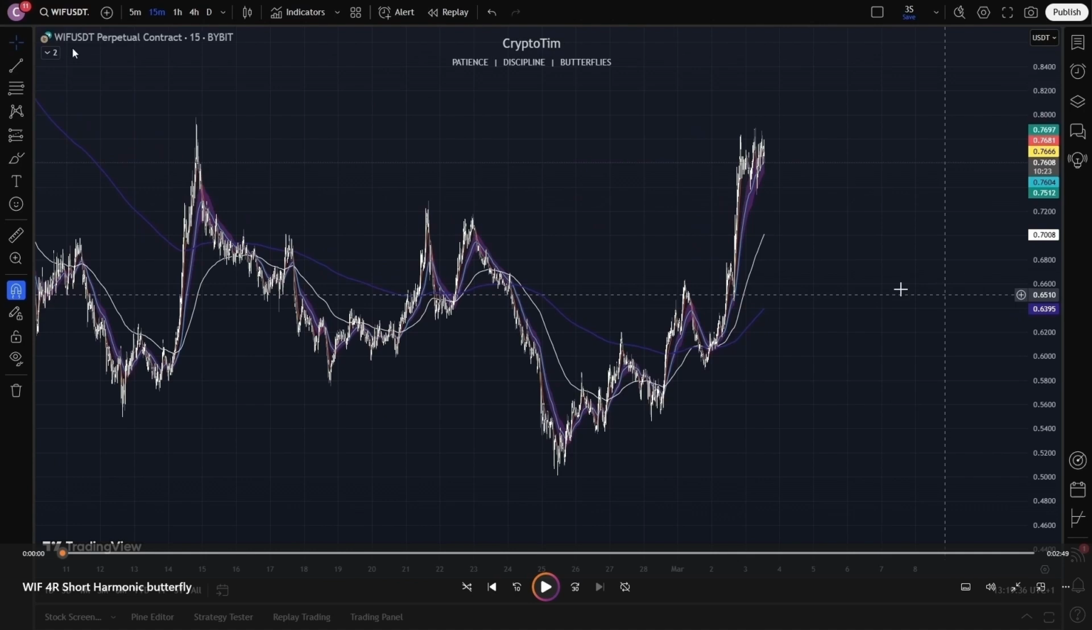So I'm here on the WIFUSDT chart on 15-minute time frames. I saw this pattern earlier, that's why I decided to record my chart when trying to anticipate this pattern. This was also asked in the Discord server, to make some videos about harmonics.